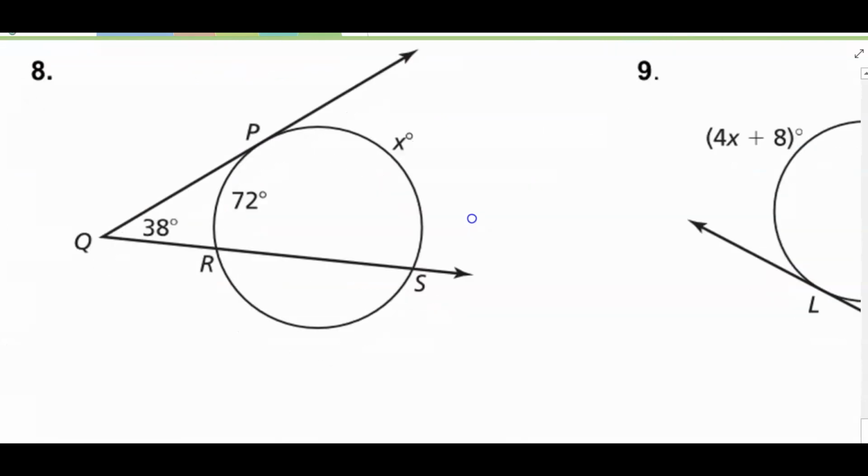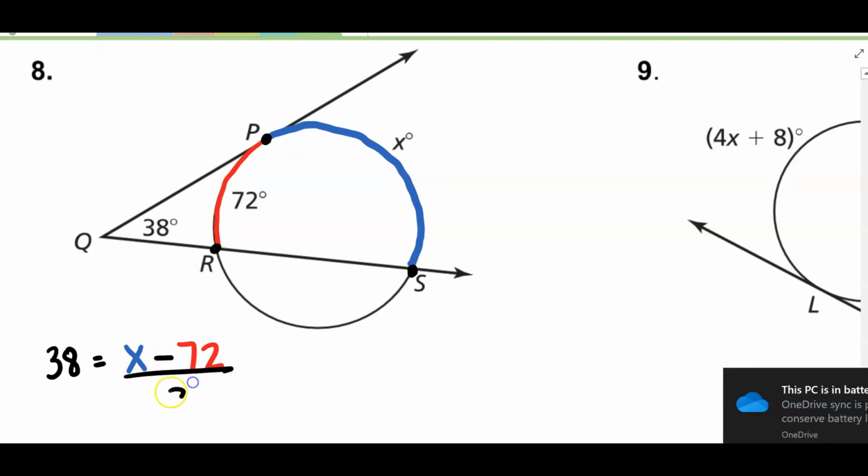Number 8. Start off with the formula. Once I identify where my sides cross the circle, I have my two arcs, right? My vertex is on the outside, so I know I'm dealing with a different formula. This time, I'm going to say that the measure of the angle, this 38 degrees, is equal to the measure of the far arc, which is x, minus the close arc, which they told me is 72, divide by 2.